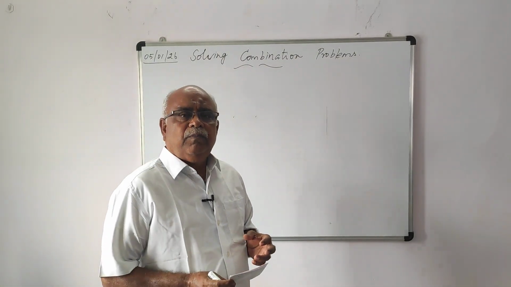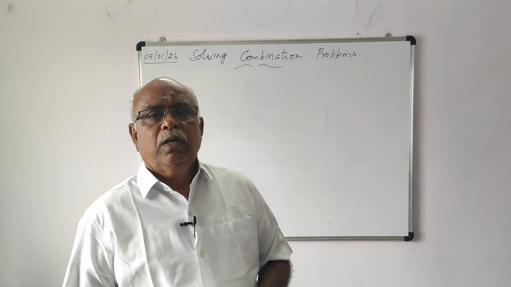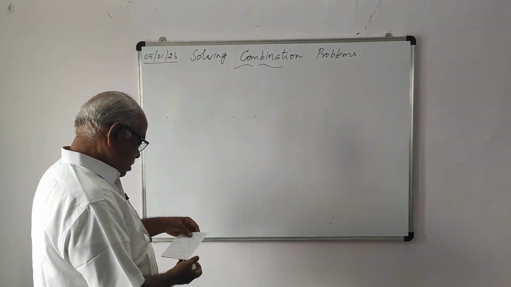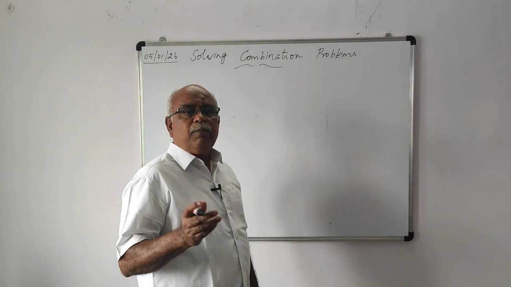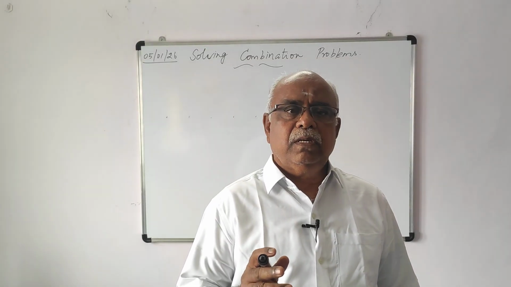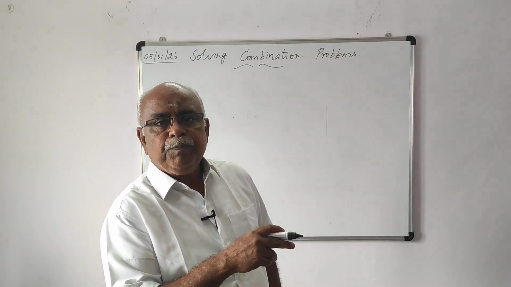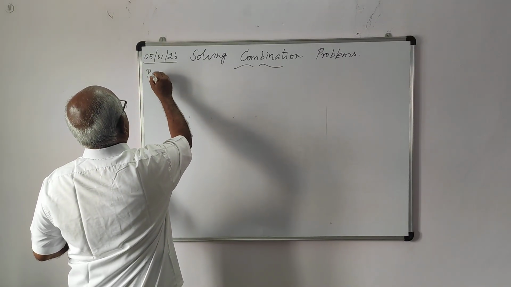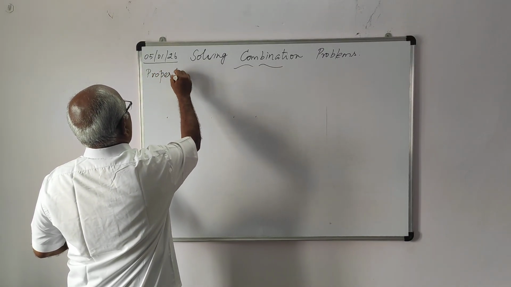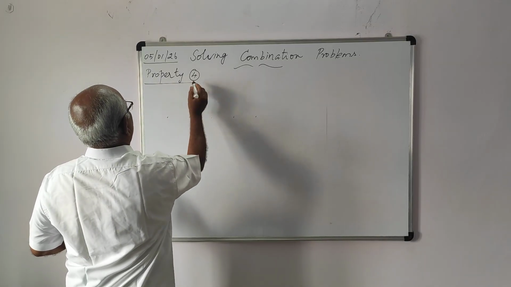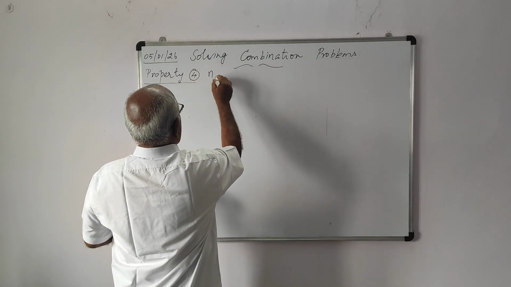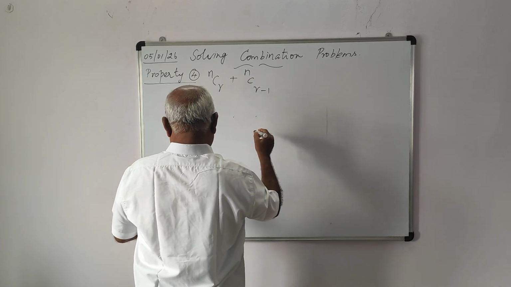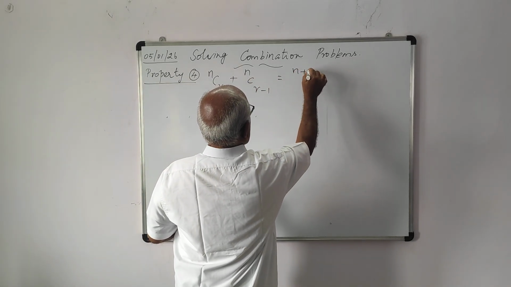In this video, before solving the combination problems, we are going to see two more properties. Three properties of combinations we have seen in our previous video. In this video, property 4: nCr plus nCr minus 1 equals n plus 1 Cr.